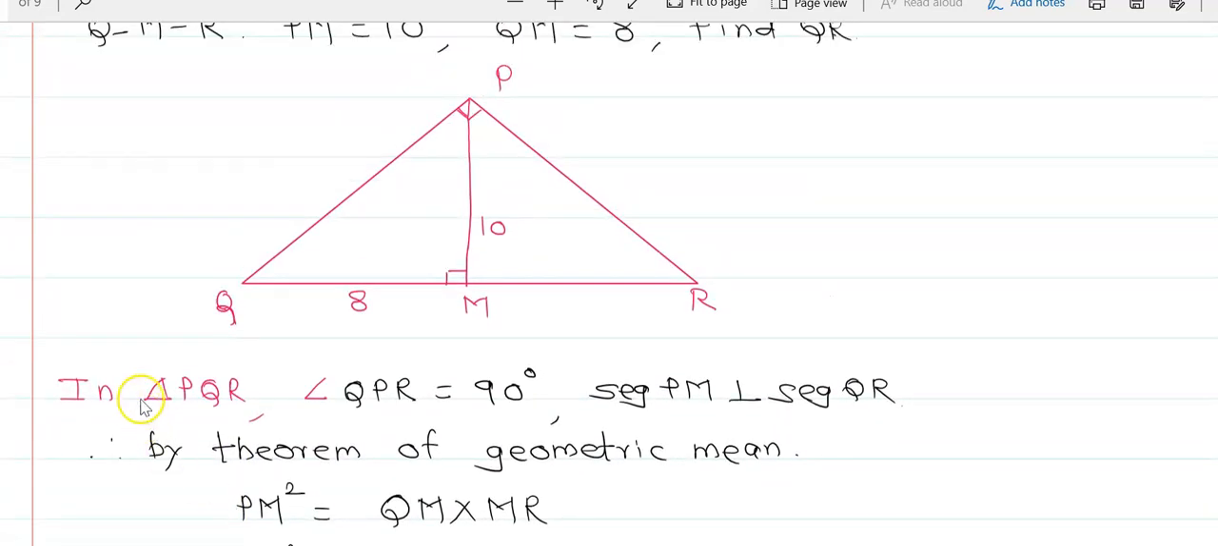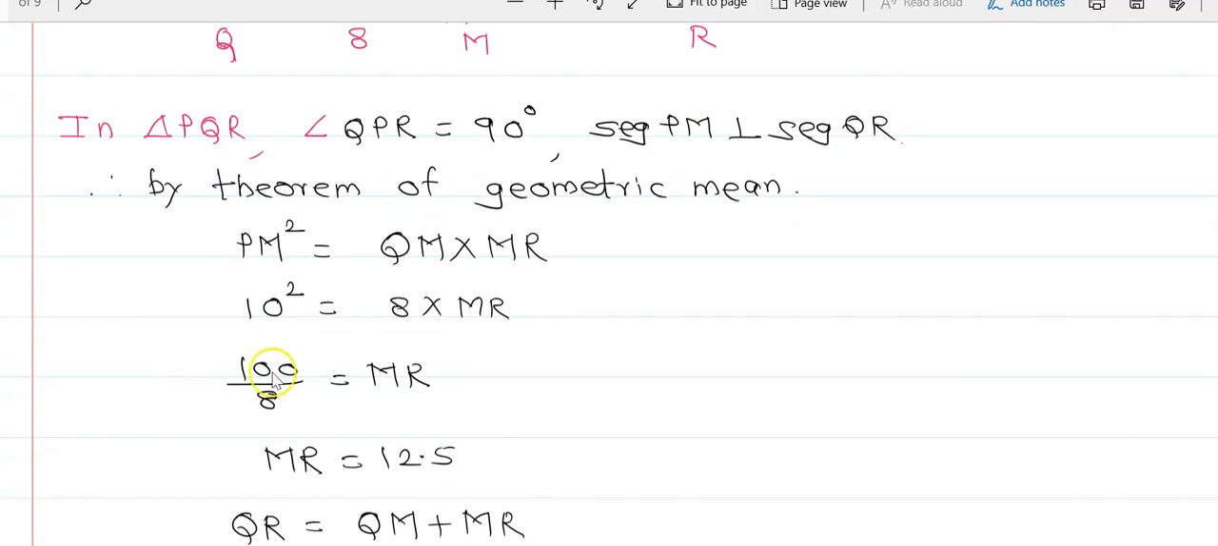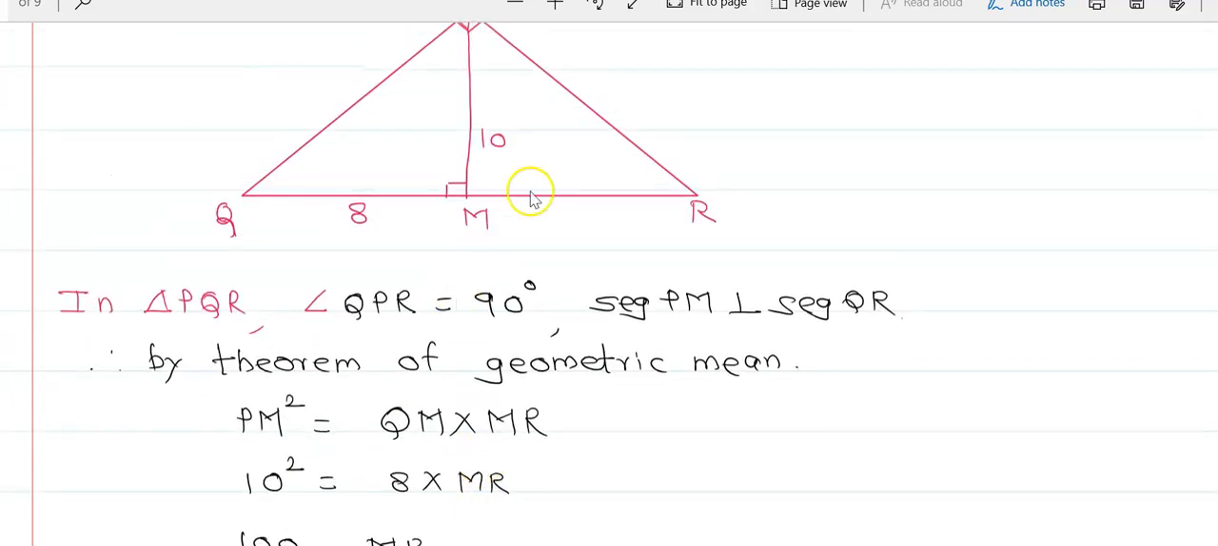Now see this figure. In triangle PQR, measure of angle QPR is equal to 90 degrees. Segment PM is perpendicular to QR. Then by the theorem of the geometric mean, PM square is equal to QM into MR. 10 square is equal to 8 into MR. 100 upon 8 is equal to MR. Therefore, MR is equal to 12.5.